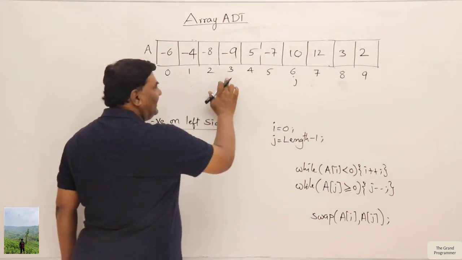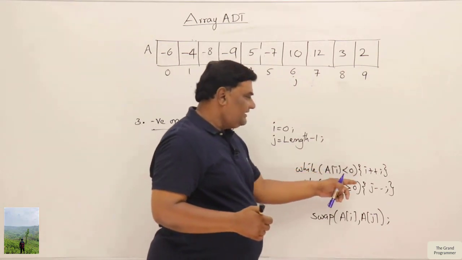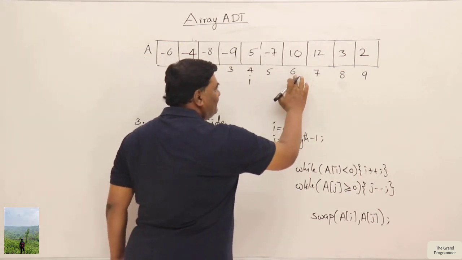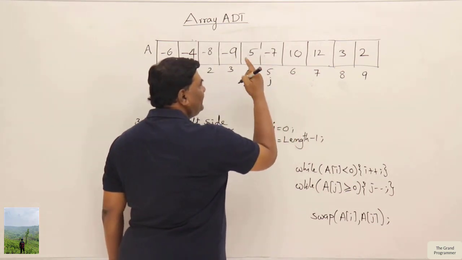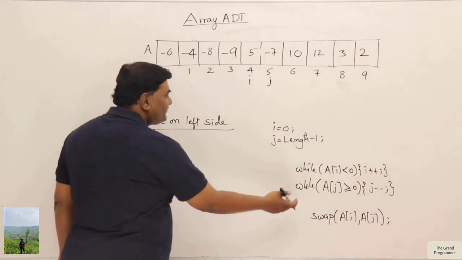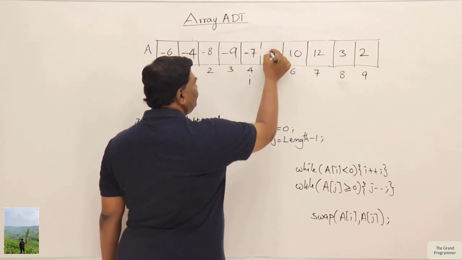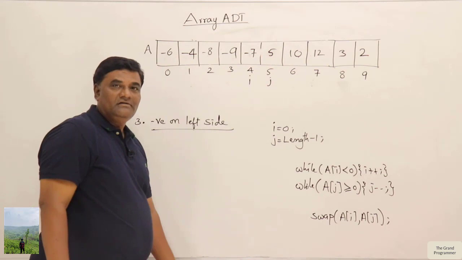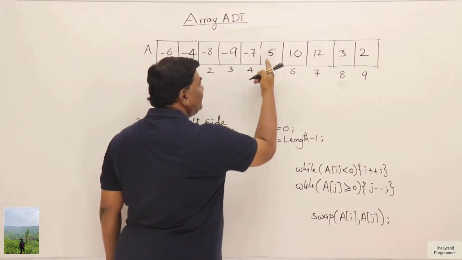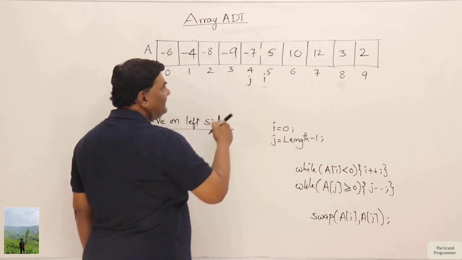Now continue. i++. Is it a positive number? Yes, the number is not negative, so i stops there. Then j--. Is it a negative number? Yes, so when the number is negative, it stops. Then again swap them. So minus 7 comes here and 5 goes there. Then continue. i++. Is it a positive number? Yes, stop. j--. Is it a negative number?